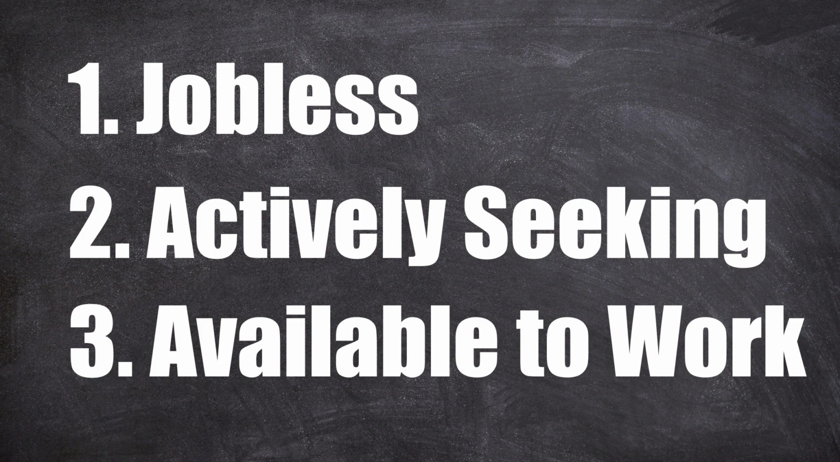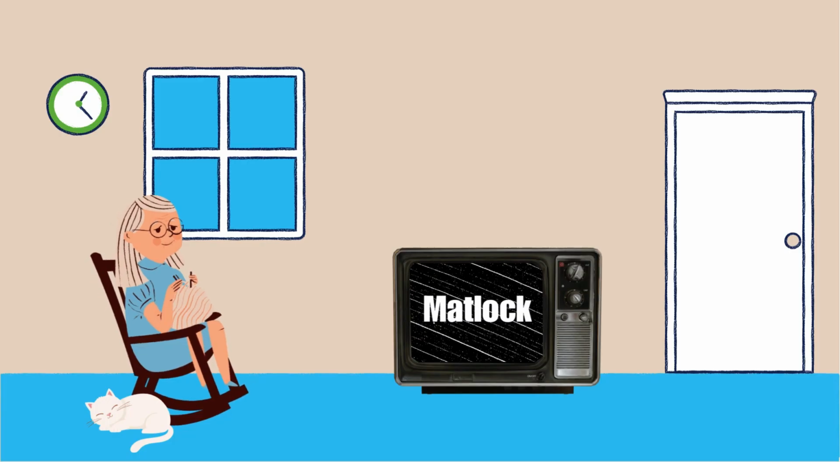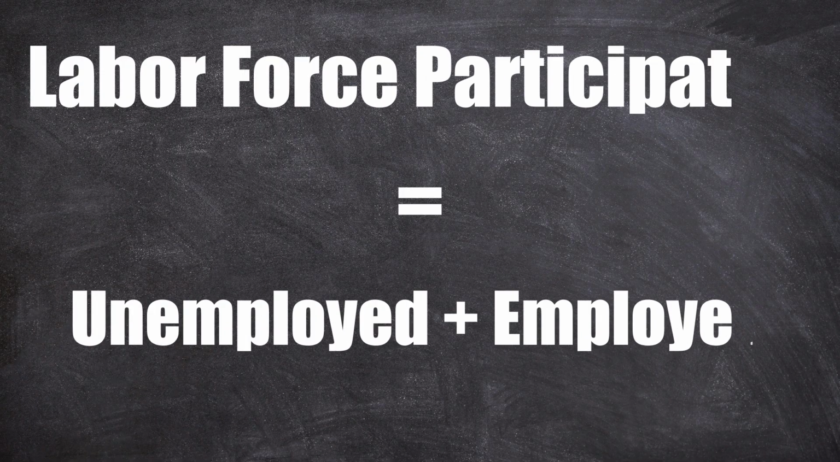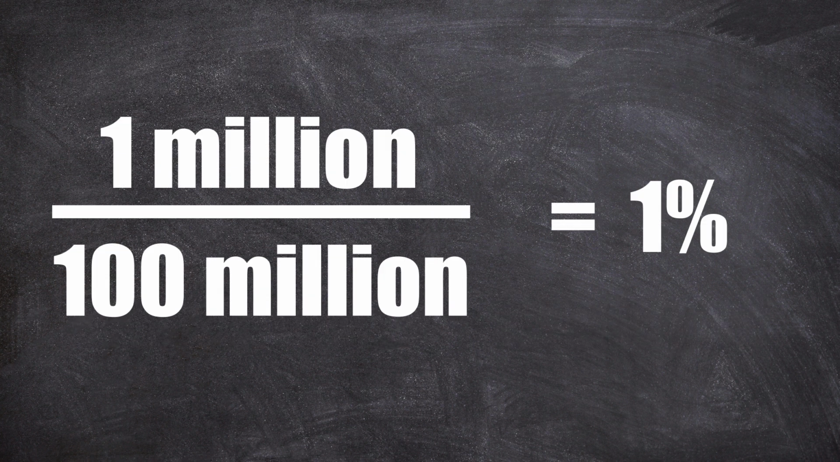Those last two parts are very important because counting your 90-year-old grandma who's retired and happily watching Matlock reruns every day should not be counted in the labor force. The labor force participation is the total of unemployed and employed people. If there are 1 million unemployed people and 100 million in the labor force, unemployment rate is 1%.